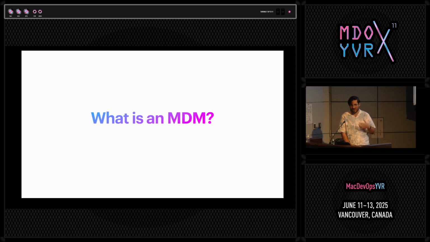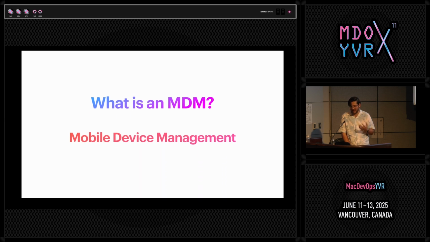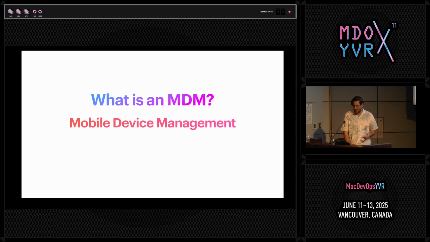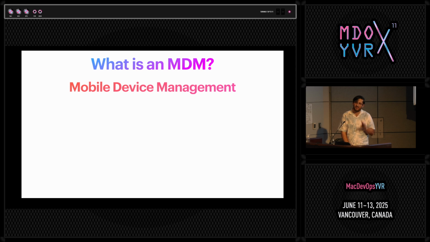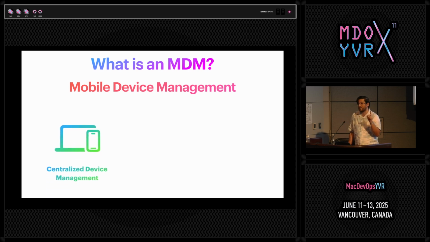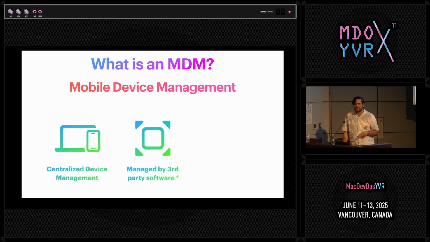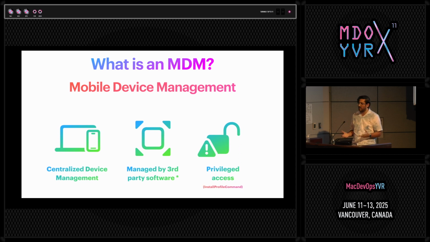So what is an MDM? Well, I'm going to give you the most boring answer I can think of, it just stands for mobile device management. But for this talk, it is three primary things. One, it is centralized device management, specifically provided by Apple Framework, so it hooks deep into the operating system. Two, it's normally managed by a third-party service outside of Apple Business Essentials, but we're going to pretend that's not there. And third, it is privileged access, specifically through the install profile command, where you'll get even deeper settings than those of a root user.